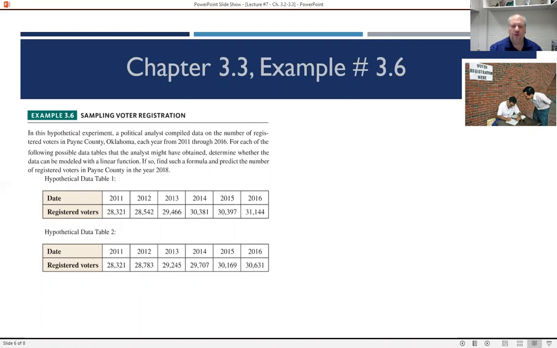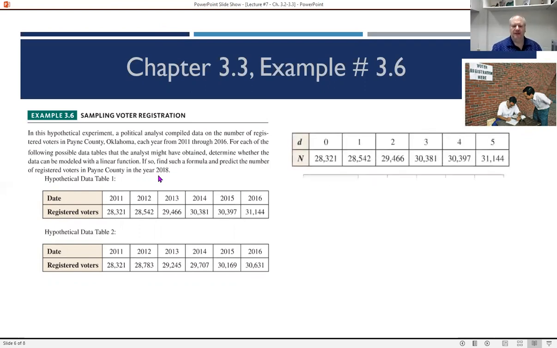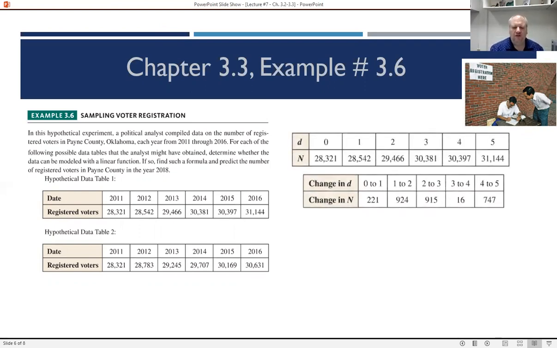Can it? Let's see. Well, first of all, I want to direct your attention to table number 1. And in table number 1, first thing I would like to do is change around the years. Let's talk about how x is going to be the number of years since 2011. That would make it, instead of 2011, 2012, 2013, 2014, make it 1, 2, 3, 4, 5, which is much easier to deal with.